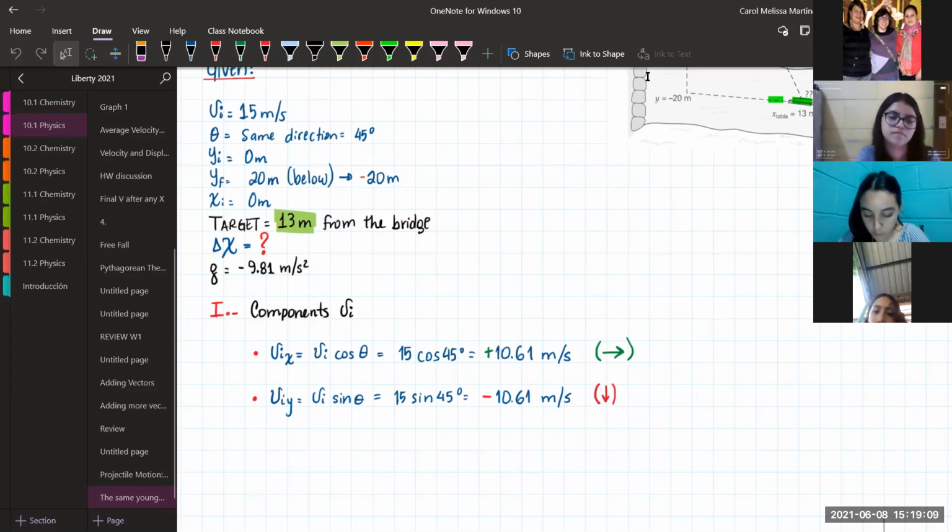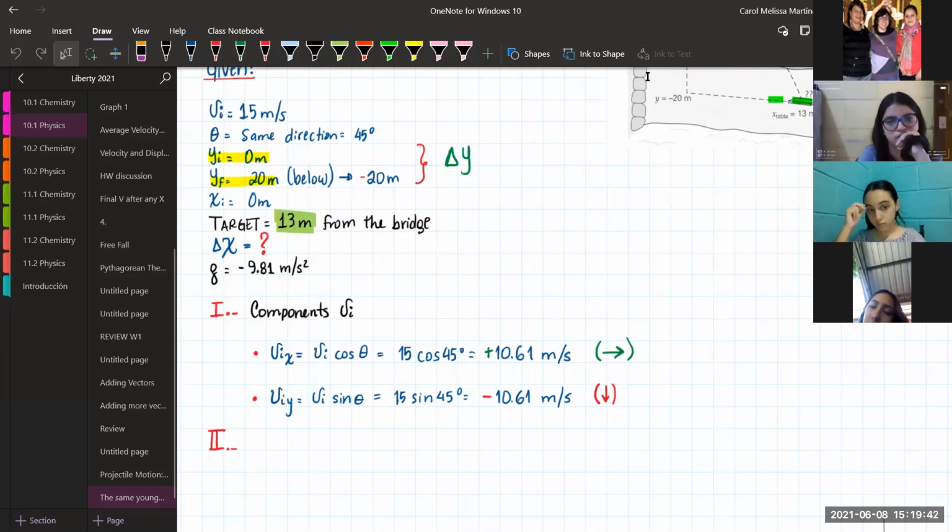The purpose of the next step is that we need to find the time, but to find the time, we need to use the data that we have. So according to the information that we have, take a look. I have the initial and the final position in y, which gives me information about delta y.